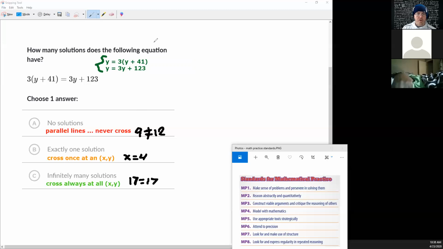So what we're going to do is write this down on our own paper. So let's start with 3 parentheses. Let me change that color. One second. 3 parentheses y plus 41 end parentheses equals 3y plus 123.